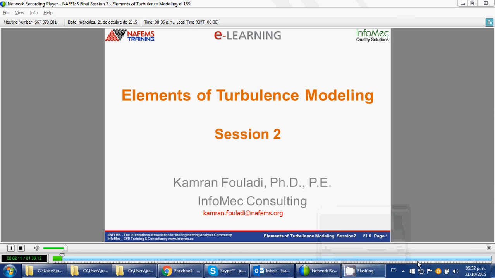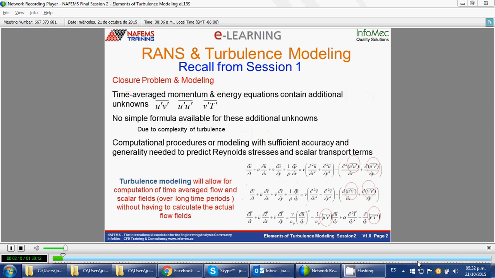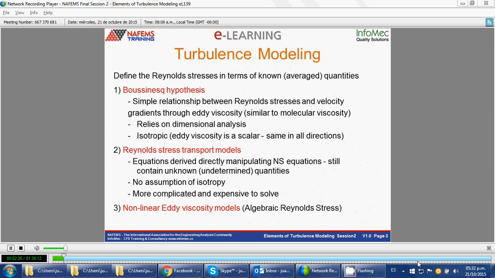So in this part, we're going to talk about the solution, the technique that we've been using for a number of years now, for a few decades now, in order to get the effects of turbulence.